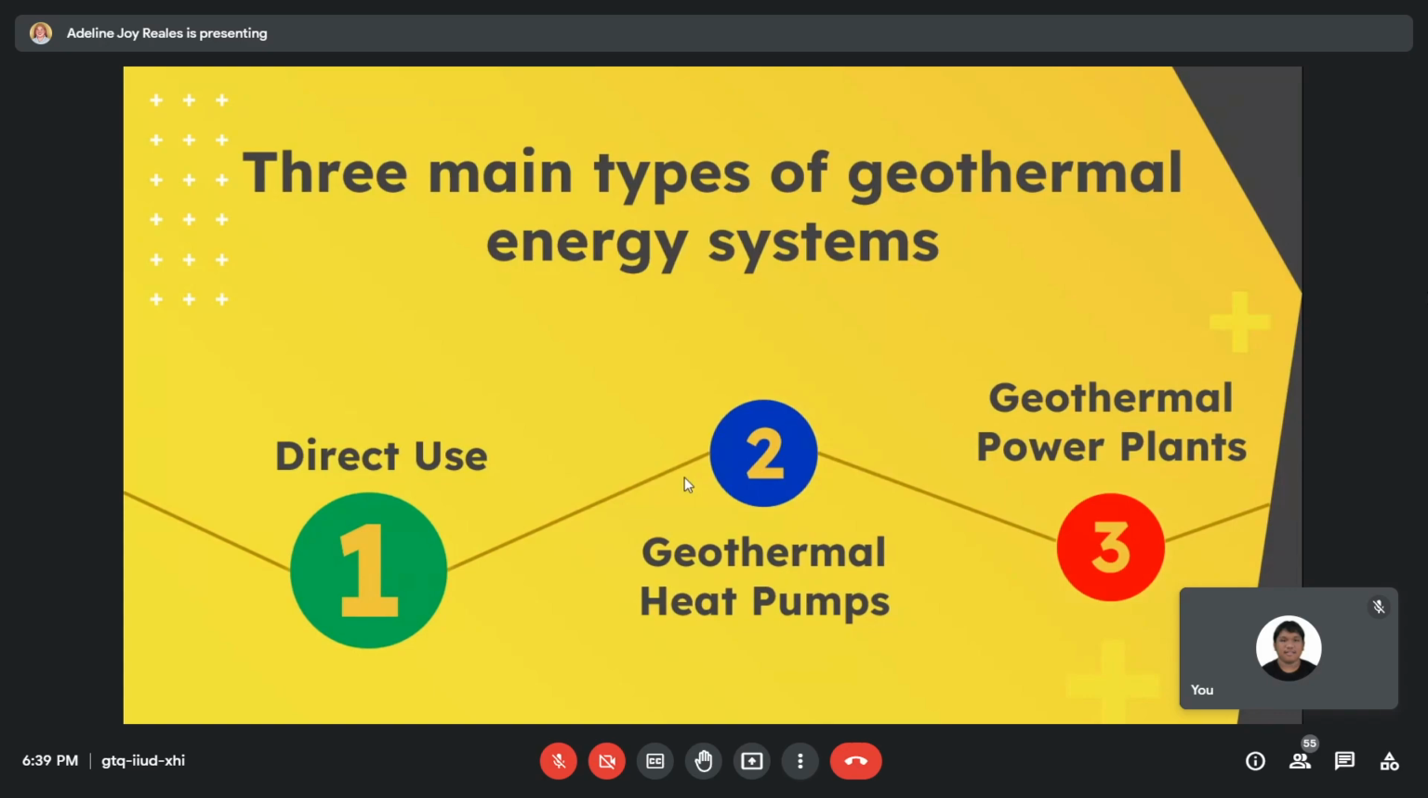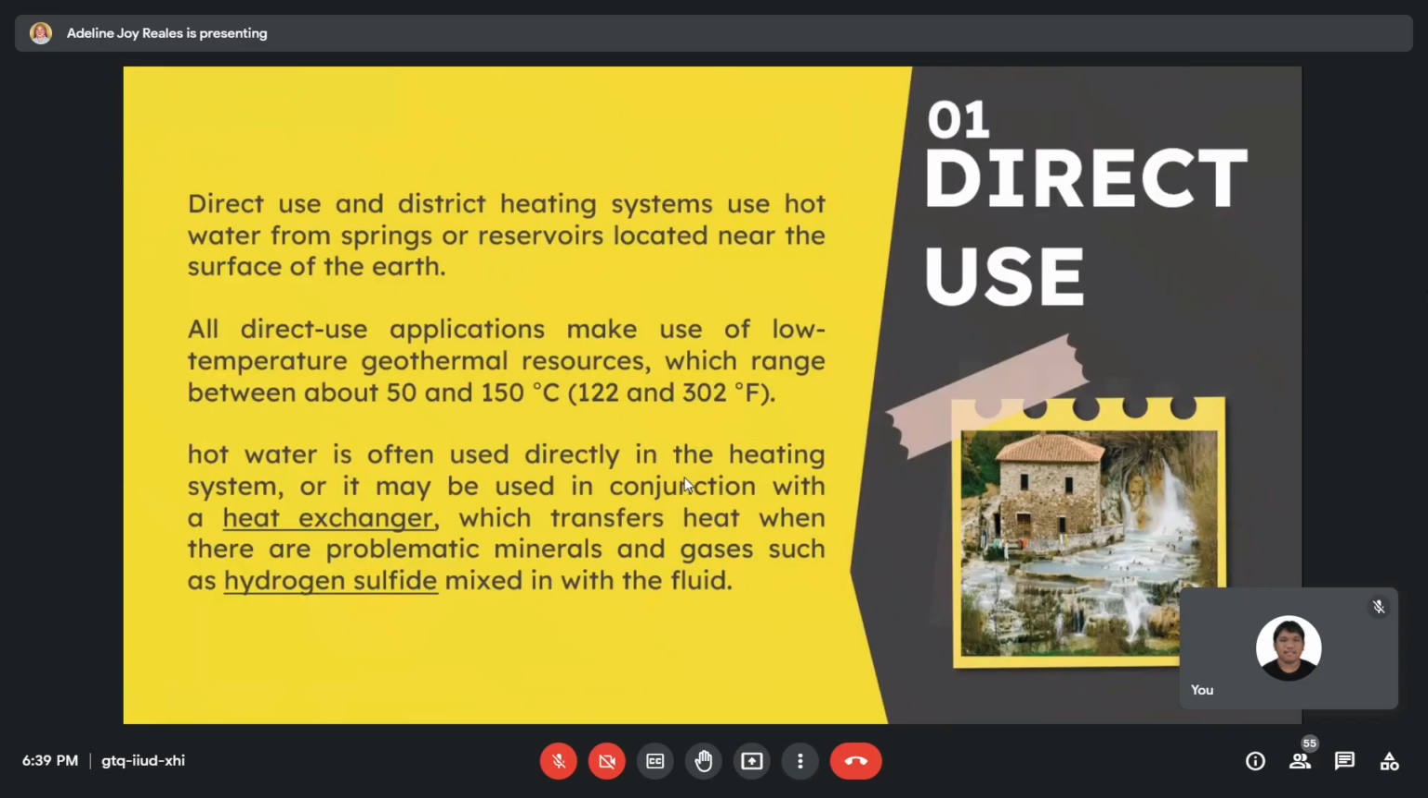So there are three main types of geothermal energy systems. First is direct use, second is geothermal heat pumps, and the third is geothermal power plants. Direct use and district heating systems use hot water from springs or reservoirs located near the surface of the earth.